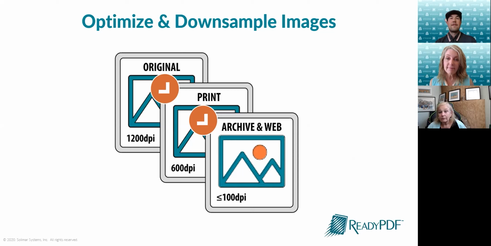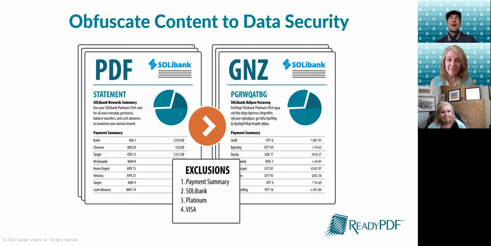Right. We have a lot of great use cases around this from people who are using this today. So definitely. Yeah, and remember, e-delivery these days, it's not just archive and web, it's your phone, right? And you want to be very sensitive. You don't want to be sending 600 DPI images to somebody's phone. Exactly. And then we always have our eye on security at Solimar.